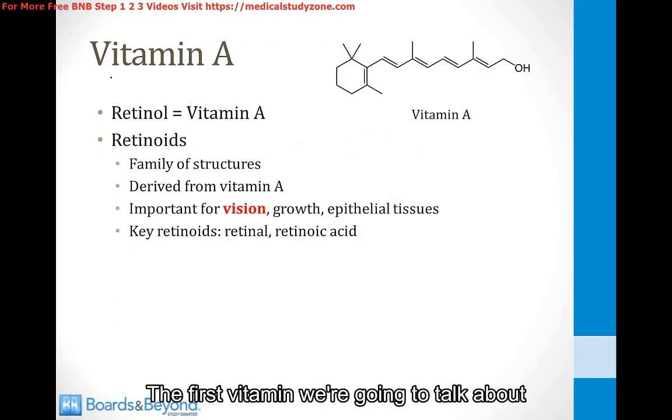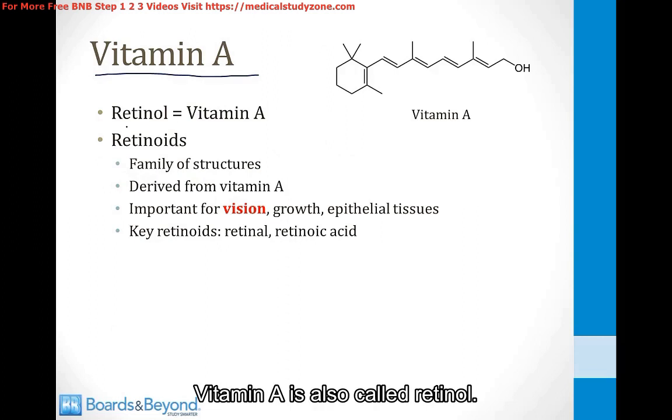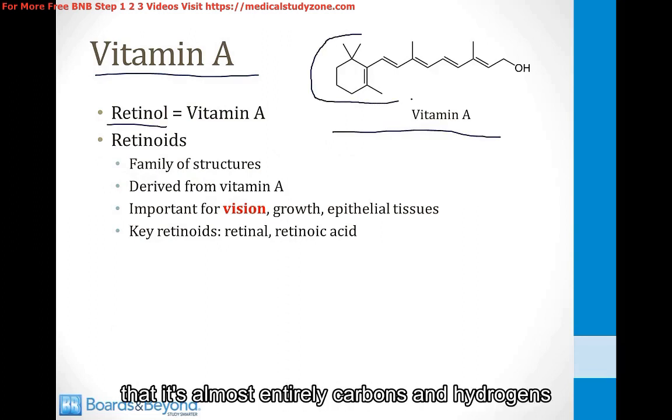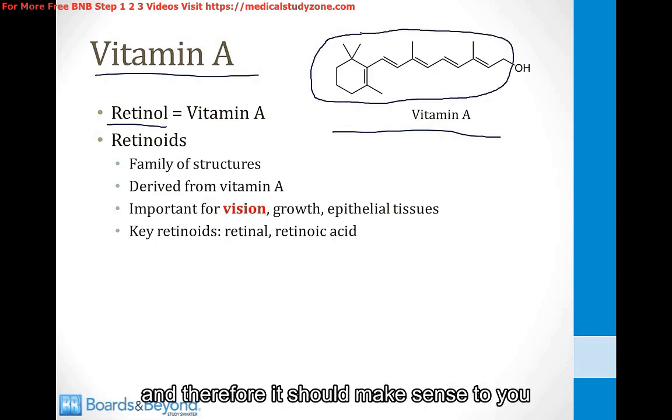The first vitamin we're going to talk about is vitamin A. Vitamin A is also called retinol. This is the structure of retinol on the screen, and you can see that it's almost entirely carbons and hydrogens, and therefore it should make sense to you that it is a fat-soluble vitamin.